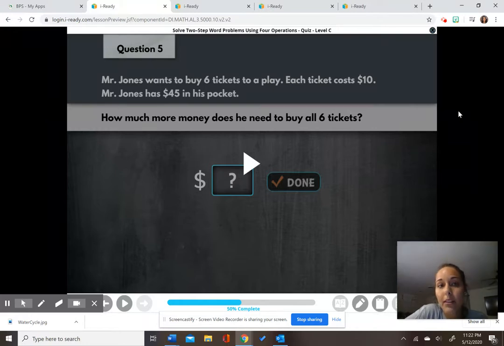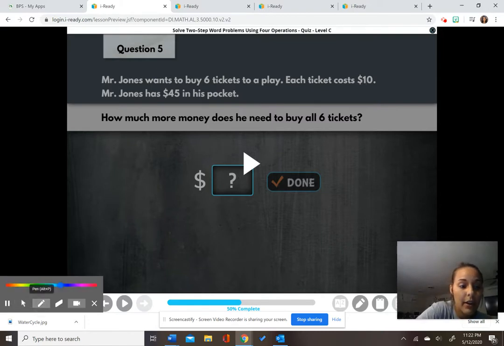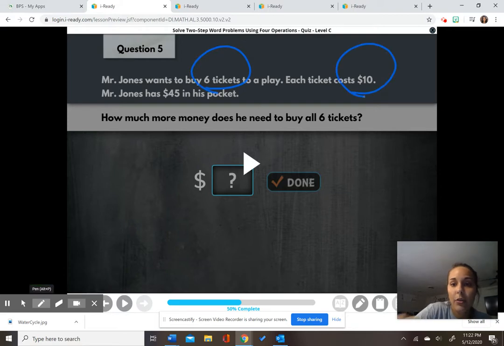Okay, here's where we get a little bit more tricky. Mr. Jones wants to buy 6 tickets, but each ticket costs $10. So if he wants to buy 6 at the price of 10, how much money will he need? That's the first step you'll need to figure out. So he wants to buy 6 and each one costs 10.